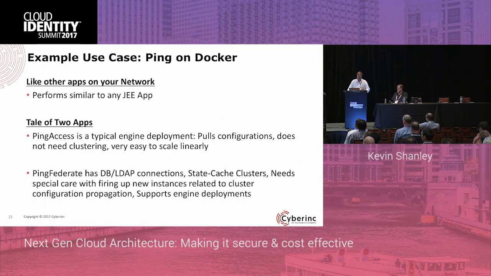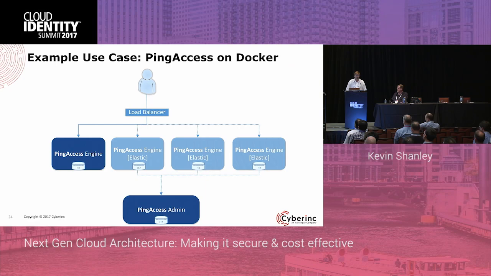So first up is Ping Access. Ping Access is a modern app built just in the past couple of years, and it's built to work elastically and work in a cloud. Conversely, PingFederate's been around over 15 years, and it's got all sorts of other messy things. It's got these state cache clusters that need to be synchronized between nodes, all sorts of LDAP and database connections, and it's got some legacy architecture that you need to be aware of.